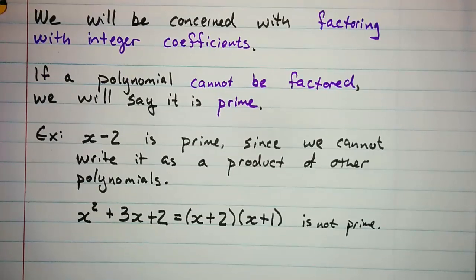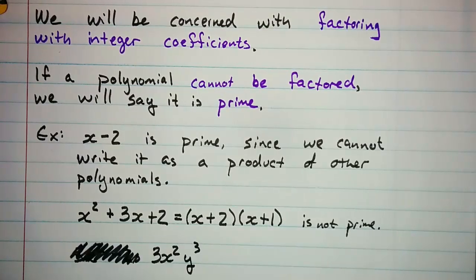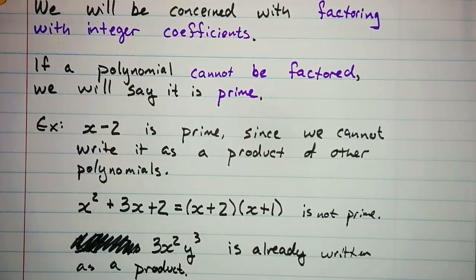I should mention that we'll only be concerned with factoring polynomials. Monomials are already pretty much factored as they are, right? The monomial 3x squared y cubed, well, that's already written as a product. The factors of a monomial are already on display, so we don't need to do any more work with them.